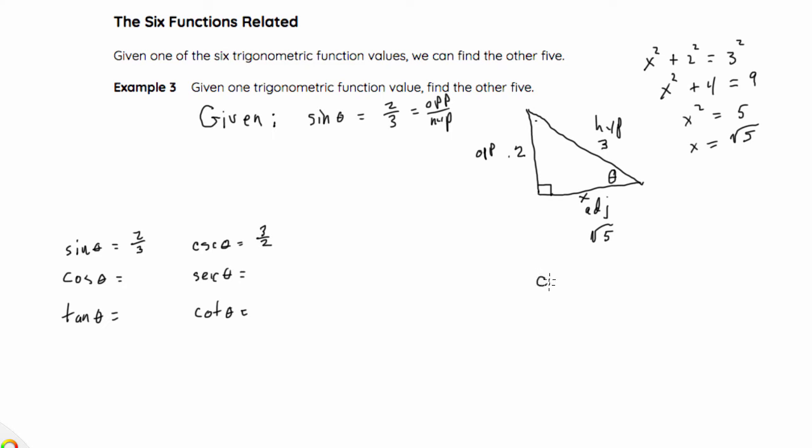Okay, then we can calculate the cosine. The cosine is the adjacent over the hypotenuse, and that's root 5 over 3. Okay, there's no reducing there, so we can write that down. Root 5 over 3. And the secant then is going to be the reciprocal of that, which is 3 over root 5. And we have to rationalize the denominator, root 5 over root 5, and that gives us 3 root 5 over 5.